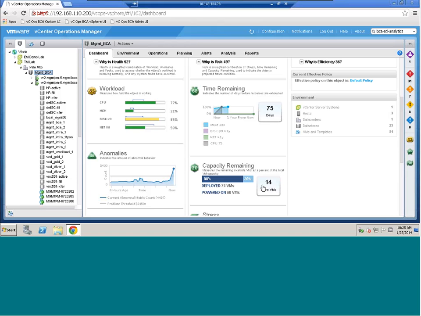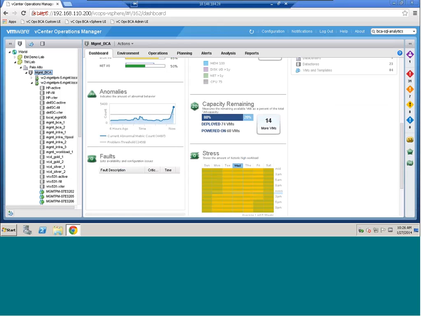But what I really want to understand is not only is that number high, but how long is it going to last me? So if I had 1,400 VMs and said, wow, that's a lot and that's good, if I was to run out of that tomorrow, that would be bad. So time remaining is that understanding of not only how many more do I have, but how long is it going to last? So we can see in this example here for this cluster, based off of our current usage, we have about 14 more VMs left, and that's going to last us for about 75 more days.